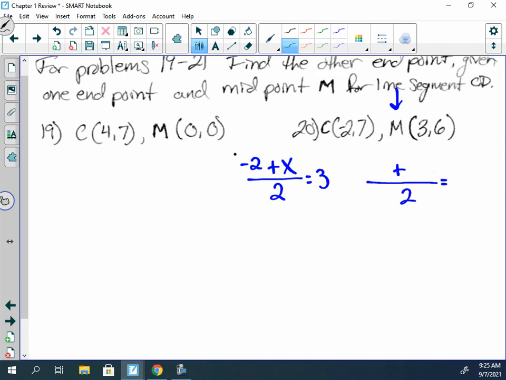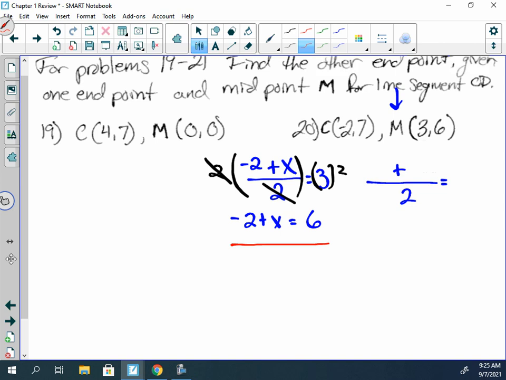So if we were solving this here, we would multiply both sides by 2, because these would cancel out, leaving us with negative 2 plus x is equal to 6. Now we still need to find the value of x, so we can add 2 to both sides, telling us x is equal to 8. So we're halfway done. So the other endpoint, x coordinate is 8.